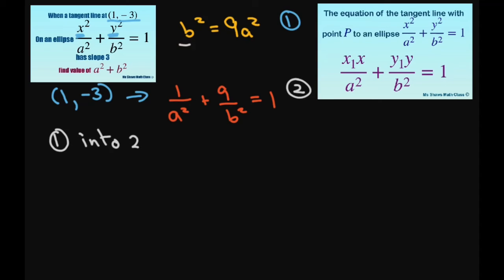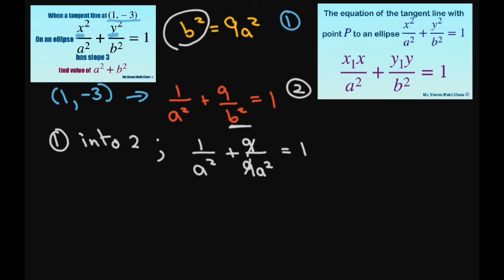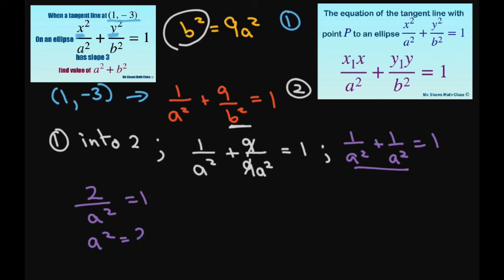Alright, so I've got b squared here, so just substitute that here. And that's going to give me 1 divided by a squared plus 1 divided by, now b squared, this is going to be 9 divided by 9a squared equals 1. So this cancels out, and we're going to get 1 divided by a squared plus 1 divided by a squared equals 1. We have 2 of these, so we have 2 divided by a squared equals 1. You cross multiply, you get a squared equals 2.